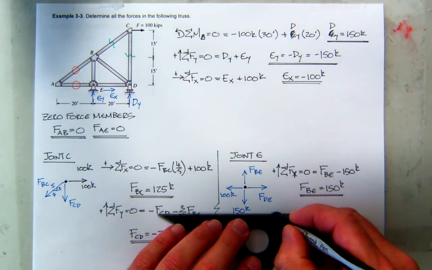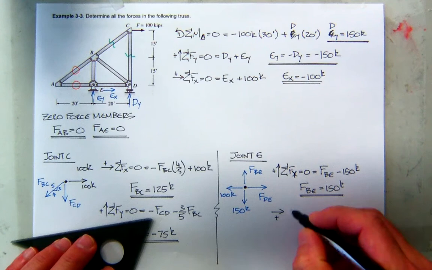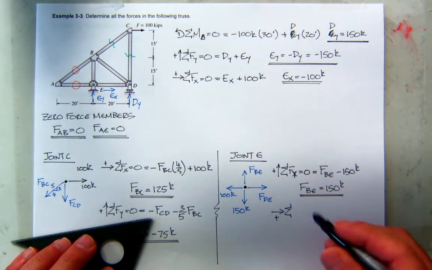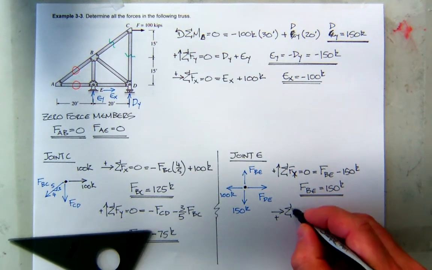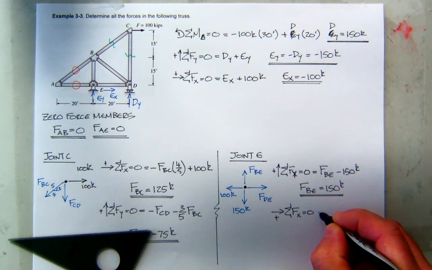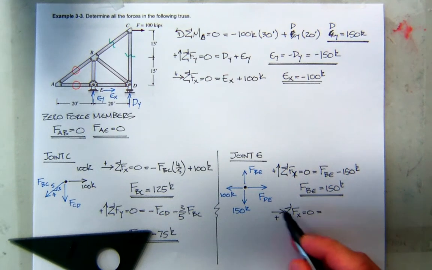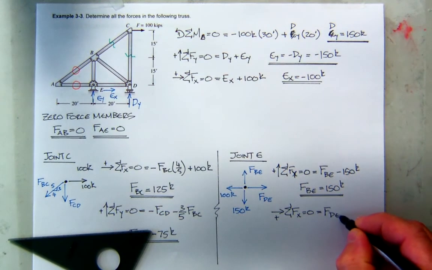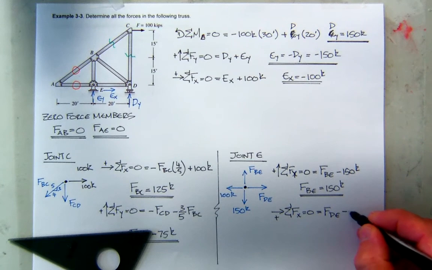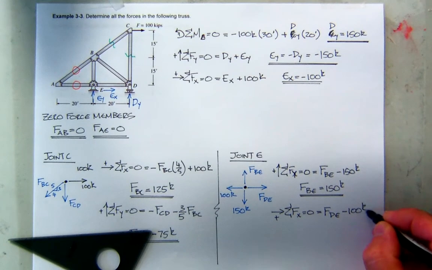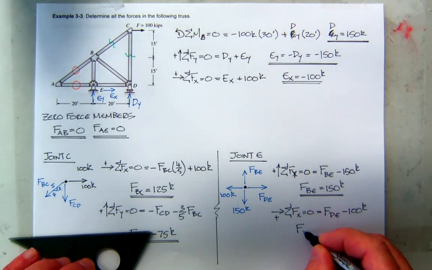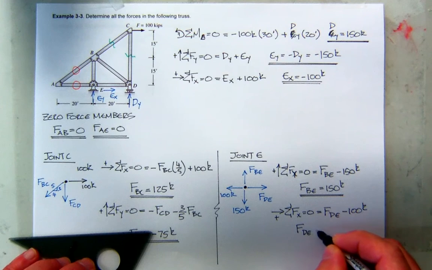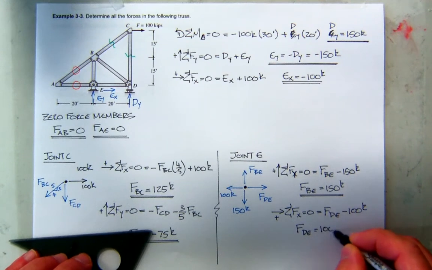And then I'm going to solve for DE by summing forces in the X direction. Again, in equilibrium, I'm going to assume positives to the right. So I've got my force in DE to the right. And of course, I've got my negative 100 kips to the left. So that's negative. So it looks like the force in DE is 100.